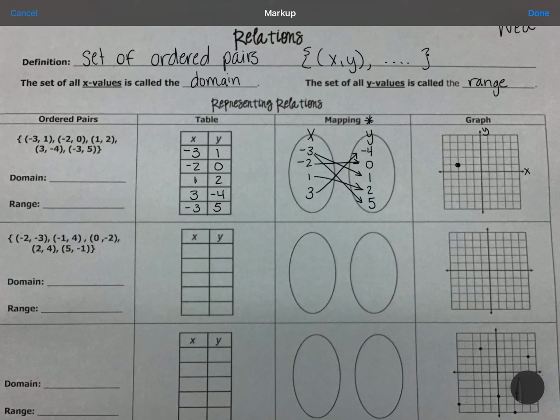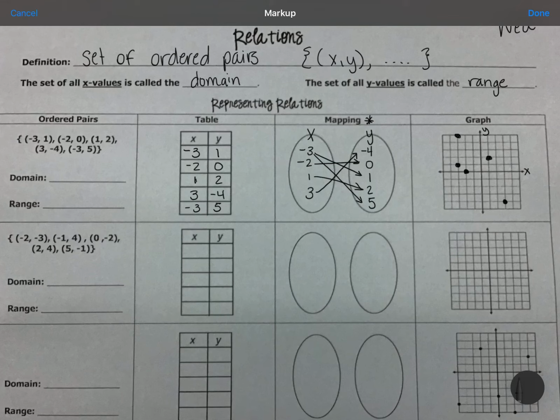-2, 0 is to the left 2, and then go nowhere up or down because that's a 0 value. To the right 1 and up 2. To the right 3 and down 4. To the left 3 and up 5. So that is what those ordered pairs look like graphed.